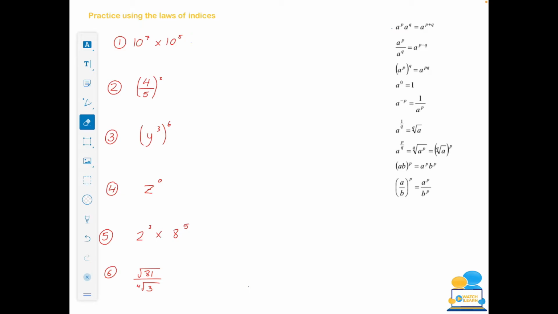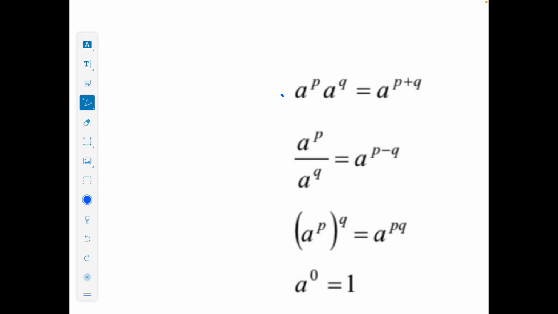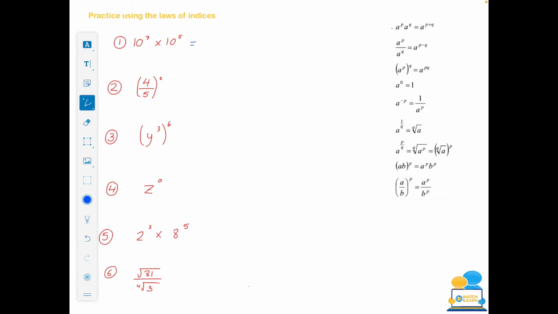So we're going to start at looking at some relatively straightforward examples where we just use the laws of indices. So first we have 10 to the power of 7 multiplied by 10 to the power of 5. Okay, so we go to our rules, we see the first one here deals with multiplication. They have a to the power of p multiplied by a to the power of q. What do they do? They just add the powers. So we're going to do the same thing here. So this is going to be equal to 10 to the power of 7 plus 5, which will be 10 to the power of 12.